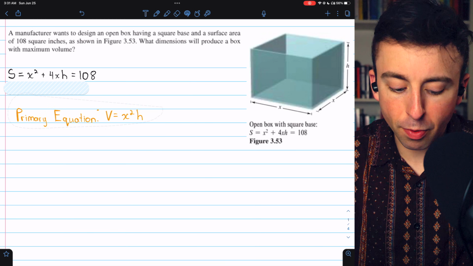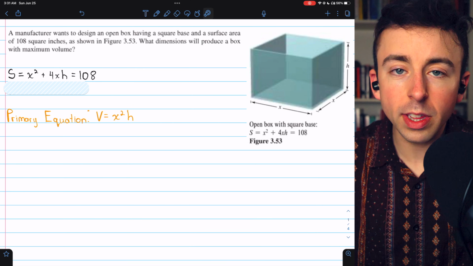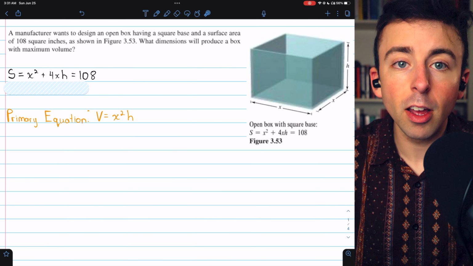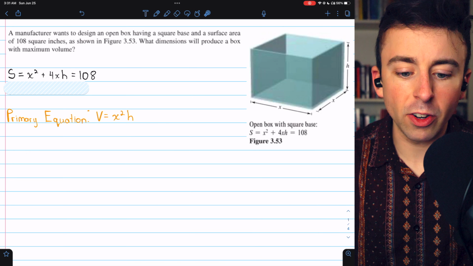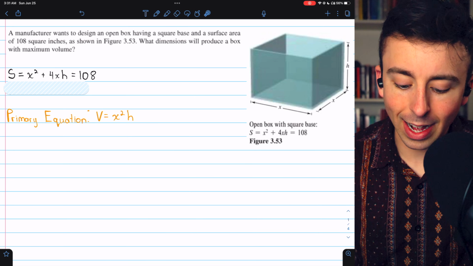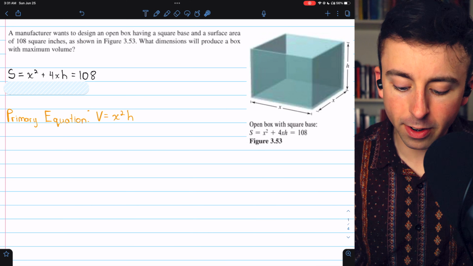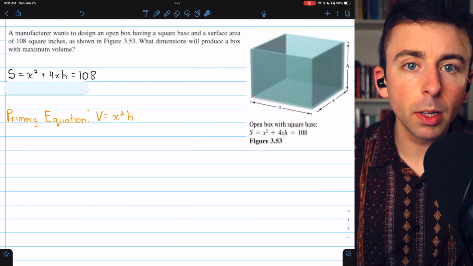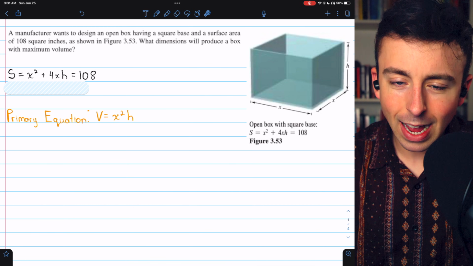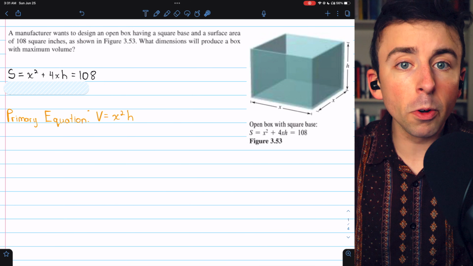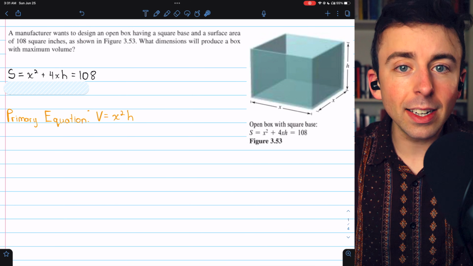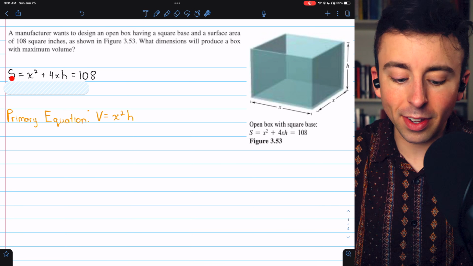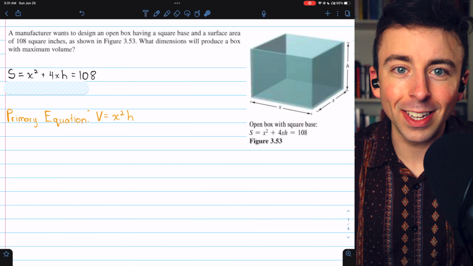We want to write a primary equation, the equation for the quantity we're trying to optimize. In this case, we're trying to maximize volume. So our primary equation is an equation for volume. That's the area of the base, x squared, multiplied by the height, which is h. But we've encountered a problem because this primary equation has 2 variables. In order to use our calculus techniques, we need this equation to be in terms of a single independent variable. But that's where the secondary equations are often useful.